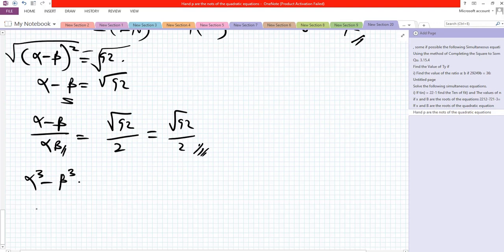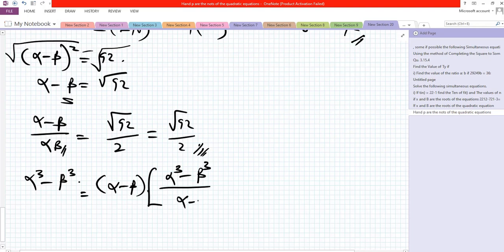And so the next one is alpha cube minus beta cube. If I decide to divide this, it will be equal to alpha minus beta times the quotient, alpha cube minus beta cube all over alpha minus beta. When you cancel this out, it remains the same.